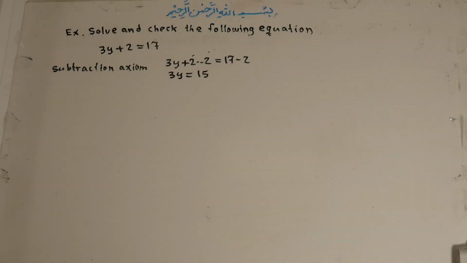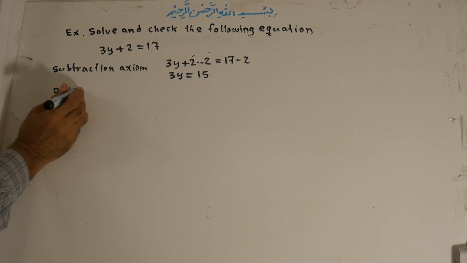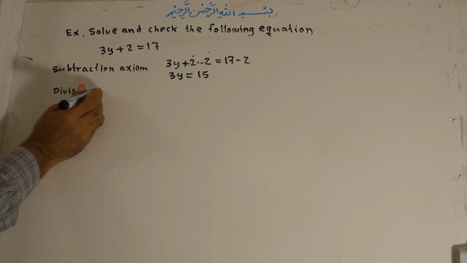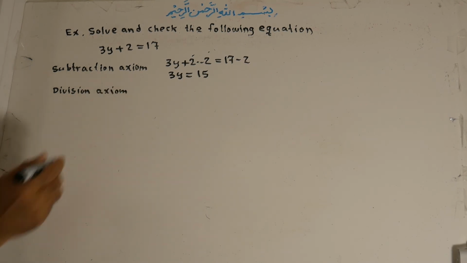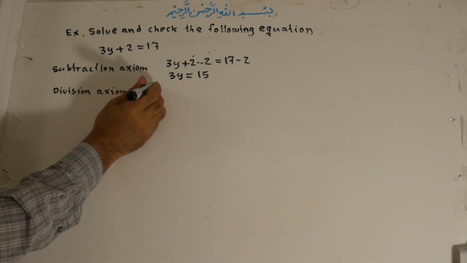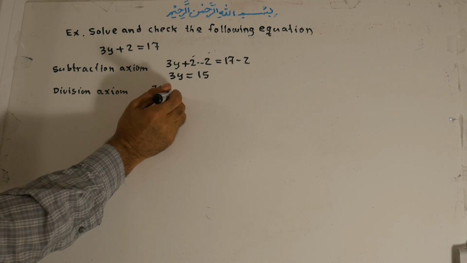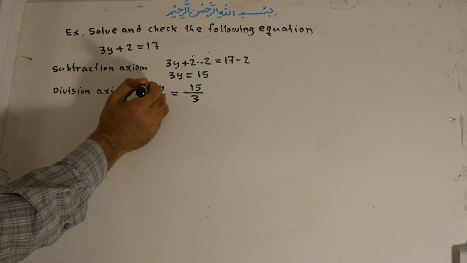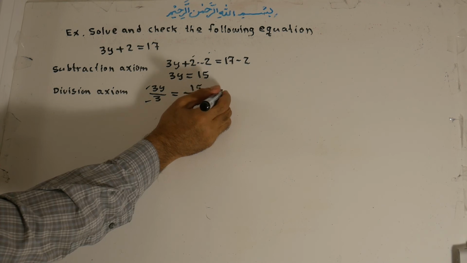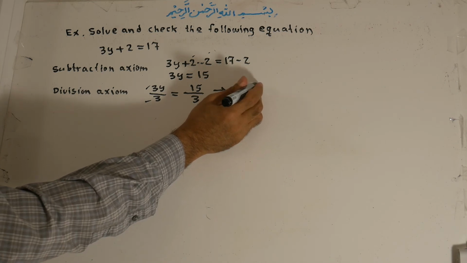Now here we use the division axiom. It means that 3y over 3 is equal to 15 over 3. 3 cancels with 3, here remaining y is equal to 5. The answer for this equation is 5.